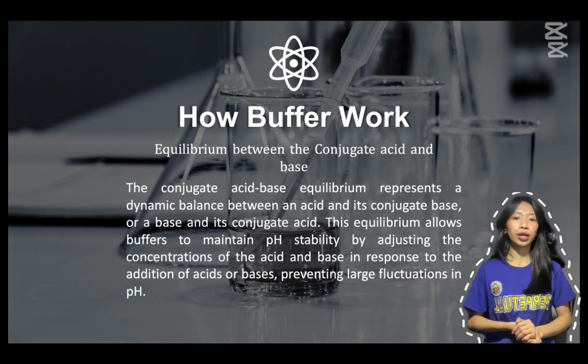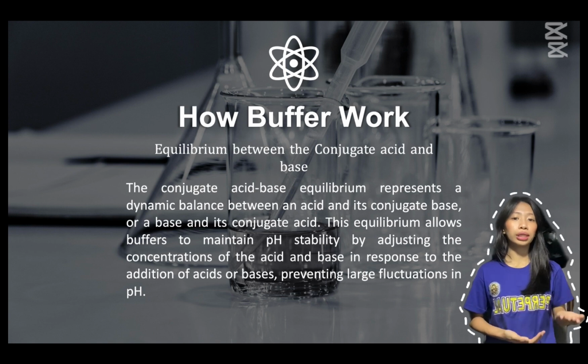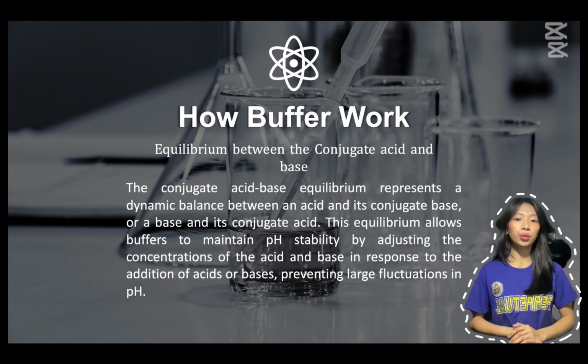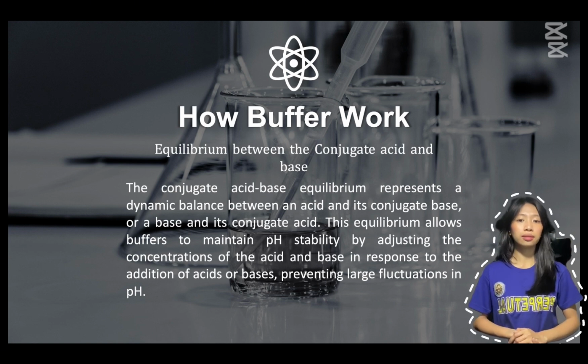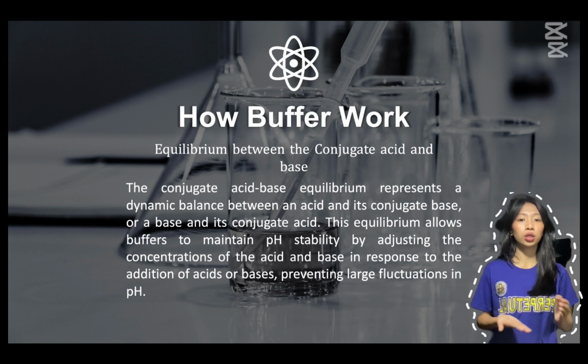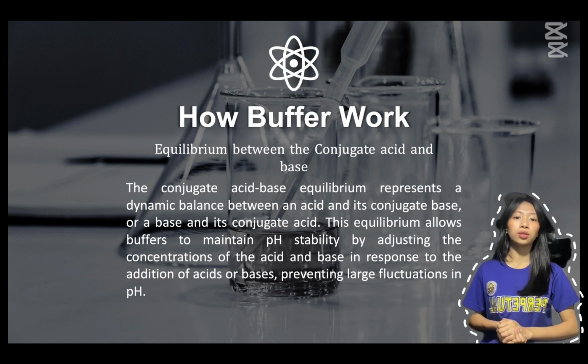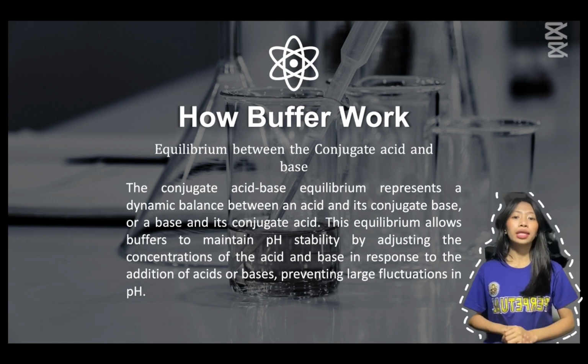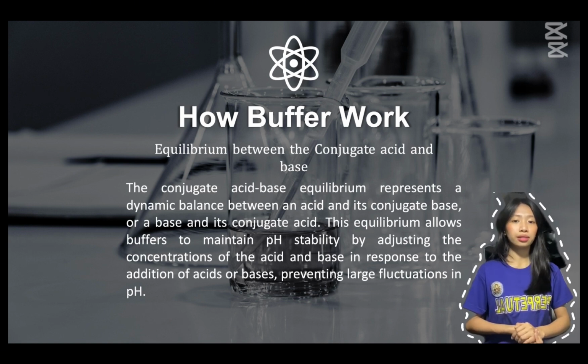How buffers work: equilibrium between the conjugate acids and bases. Conjugate acid-base equilibrium represents a dynamic balance between an acid and its conjugate base, or a base and its conjugate acid. This equilibrium allows buffers to maintain pH stability by adjusting the concentration of the acid and base in response to the addition of acids or bases, preventing large fluctuations in pH.